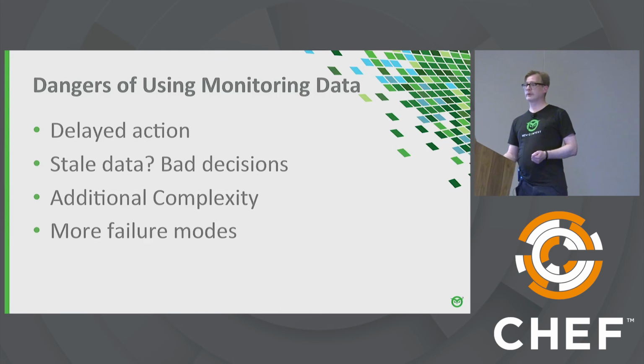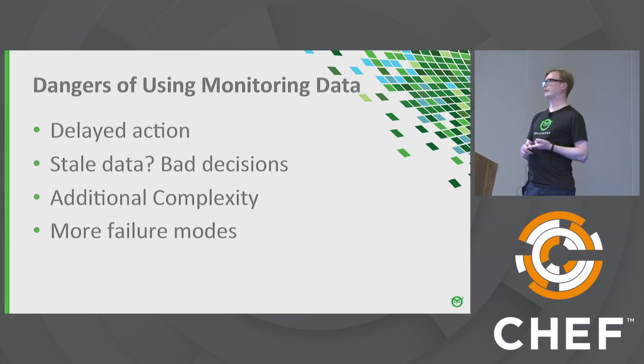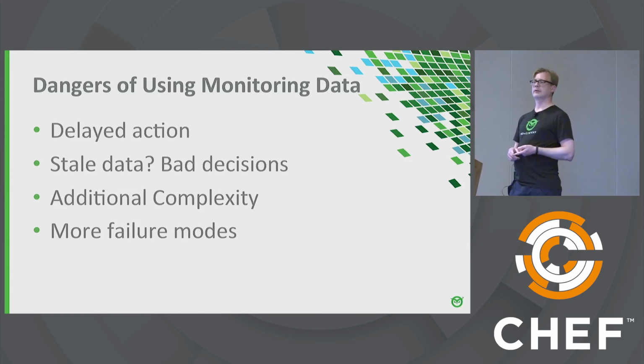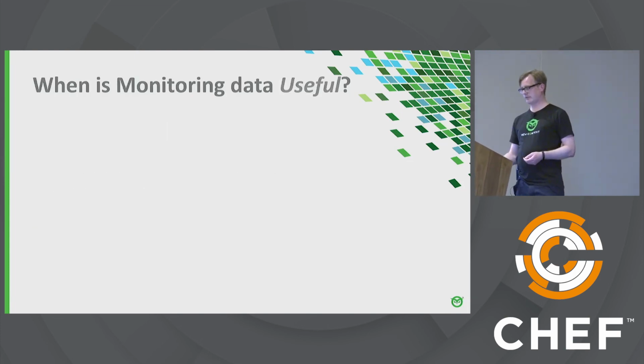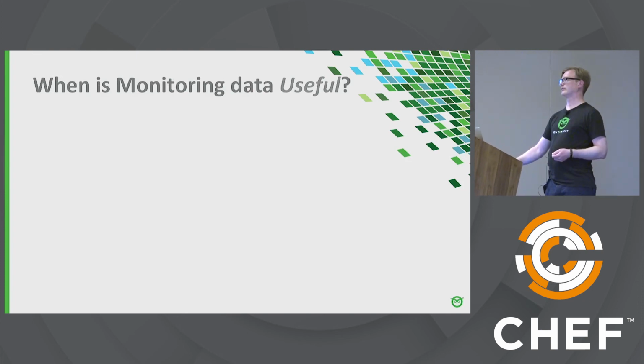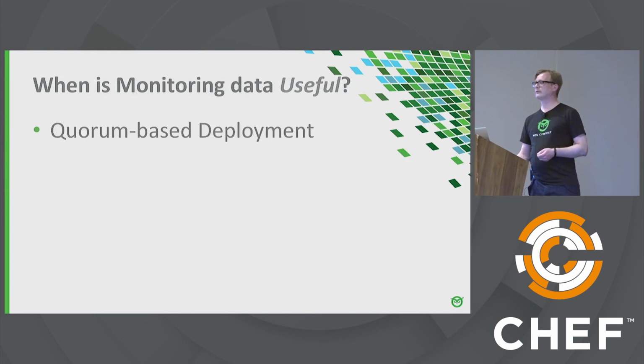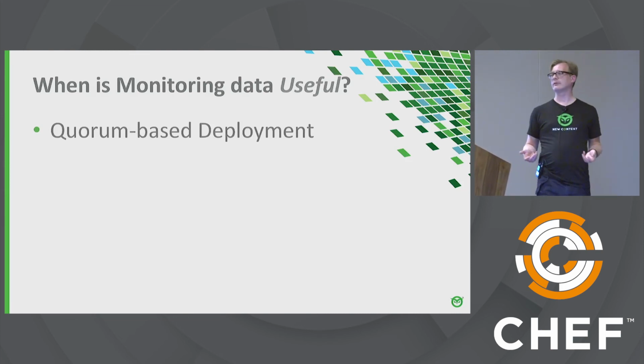There are more failure modes because there are more moving parts. You have to think about what about the link between the Chef client and the monitoring server? What happens if the link between the monitoring server and the things that it's monitoring goes down? What happens if there's a bug in the code that I wrote that talks to the monitoring server? But it's also very useful when we're trying to do things across a modern set of services.